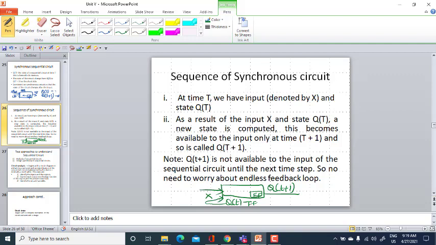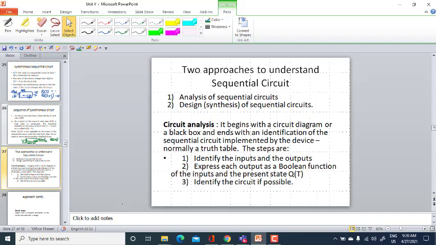Note that Q of T plus 1 is not available to the input of the sequential circuit until the next time step. For example, if Q of T plus 1 is the current state, this will be stored in the flip flop and then fed back to the sequential circuit along with the input only if we have the next clock transition, meaning only at Q of T plus 2 will this Q of T plus 1 be available as input to the sequential circuit. So there are two approaches to understand the sequential circuit.